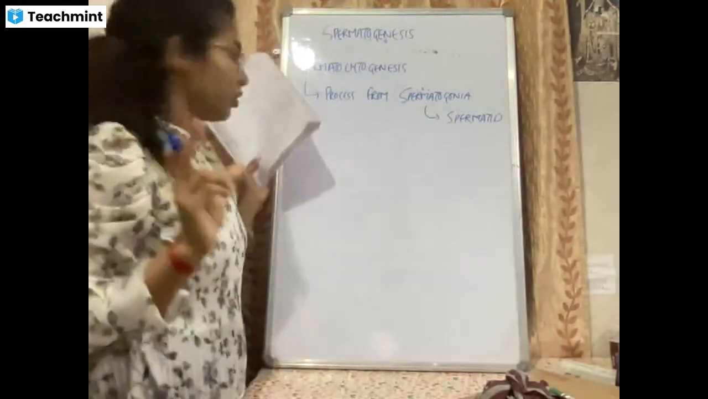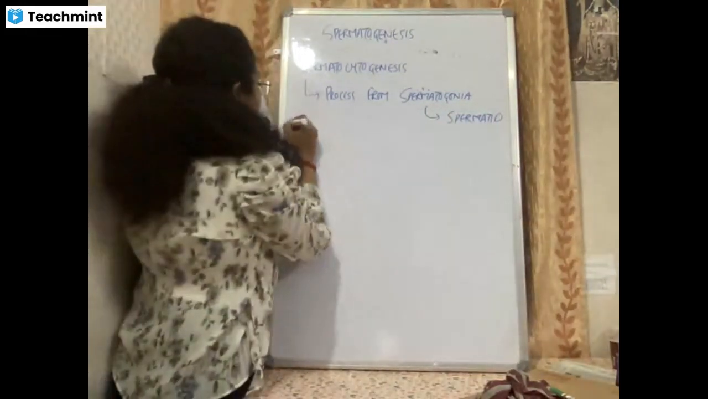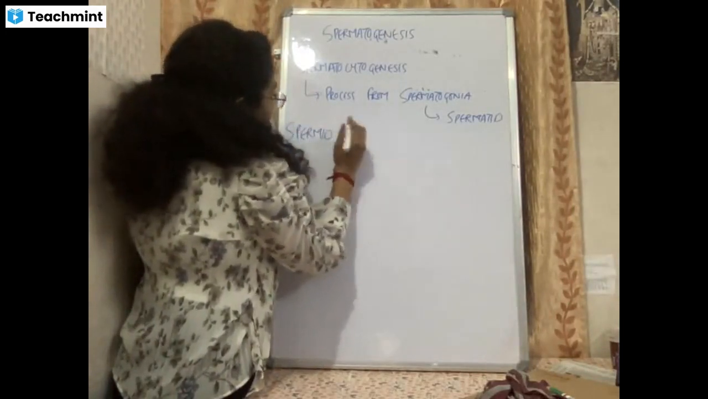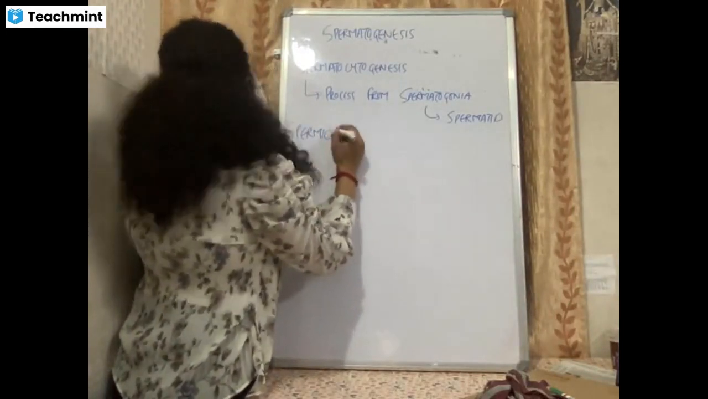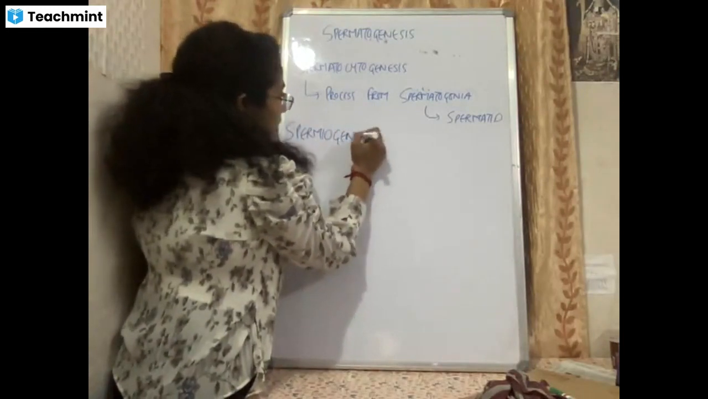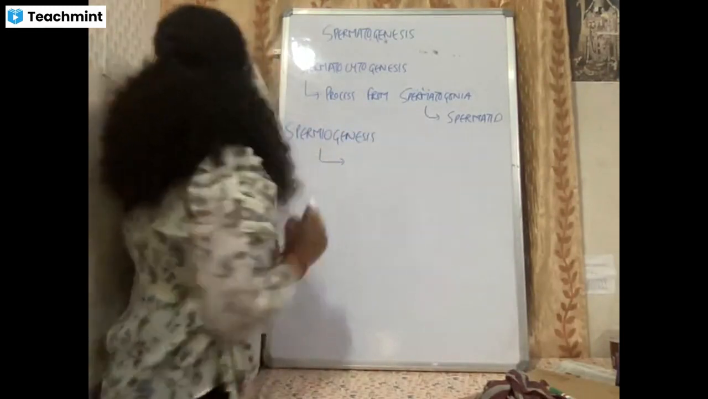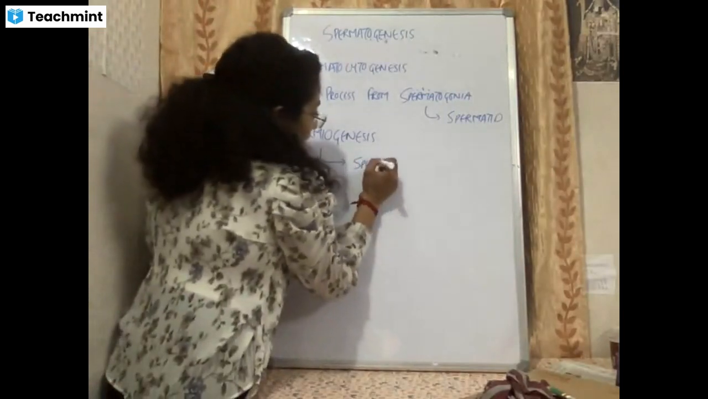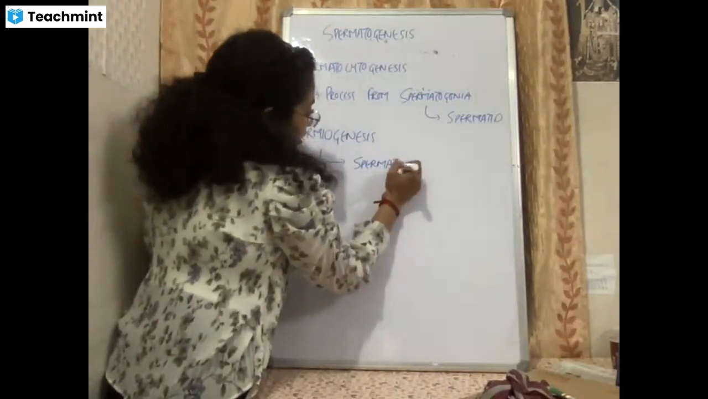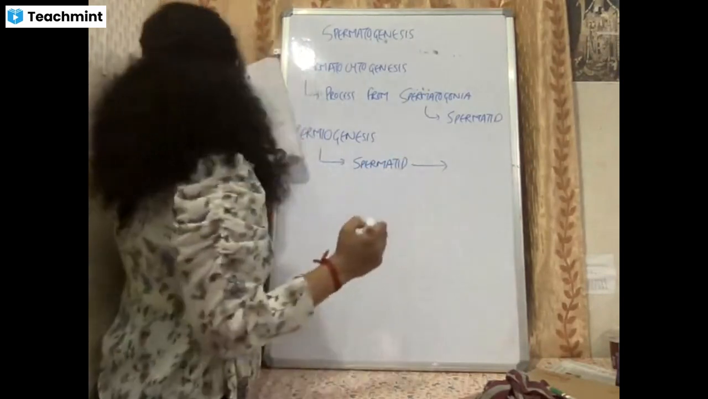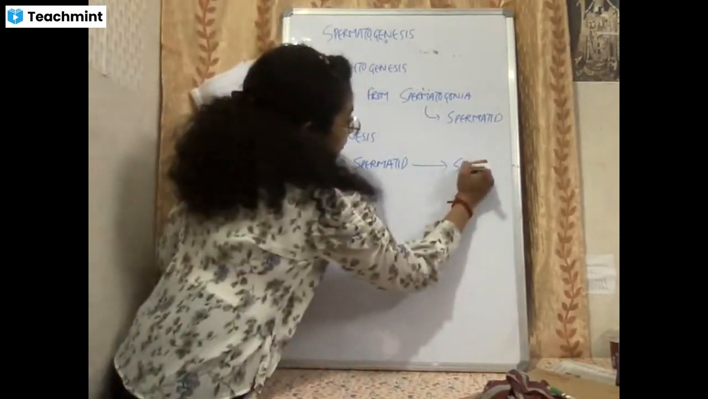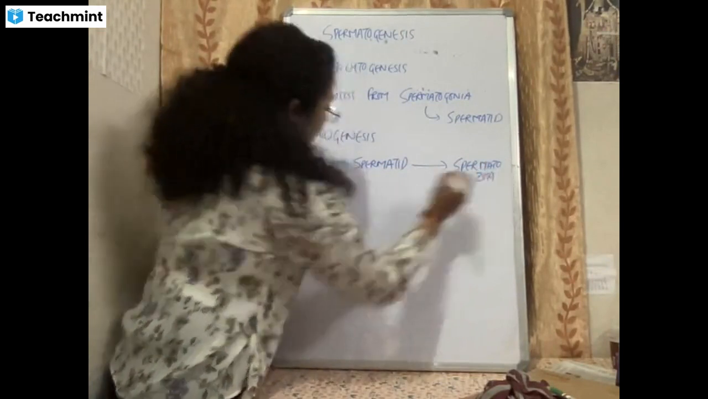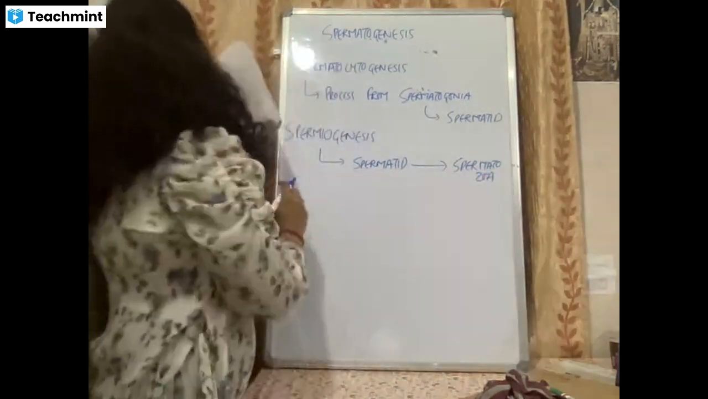These terms are very important. Then second, spermiogenesis. Spermiogenesis means the conversion of spermatid to spermatozoa. Process of conversion of spermatid to spermatozoa.